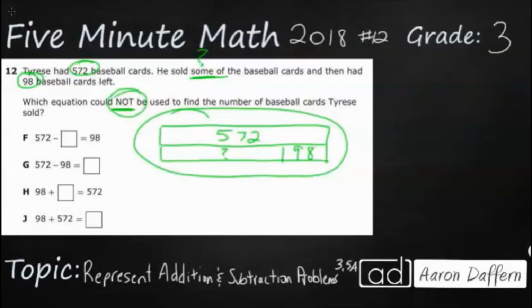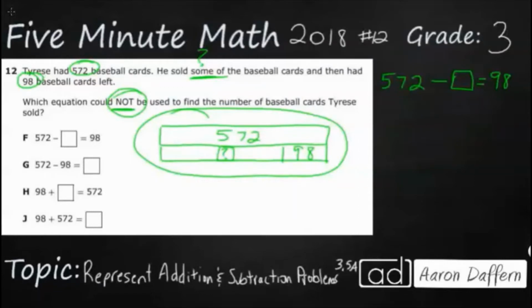So when we're looking at a picture like this, I always look from top to bottom. So I'm thinking 572, and if you take away, because he sold some, I'm just going to put a box there. That's going to be my unknown. Take away however many, unknown, and you're going to get 98. So that's what this represents.